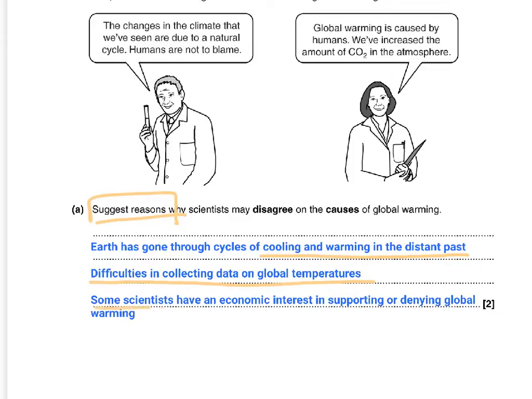And then some scientists obviously have an economic interest in supporting or denying global warming. So not just denying, but also sometimes supporting. And what that means is they're working for companies or institutions where coming down on a certain side of the argument will provide some economic advantage, some money.